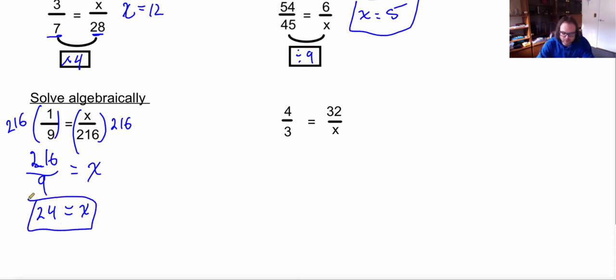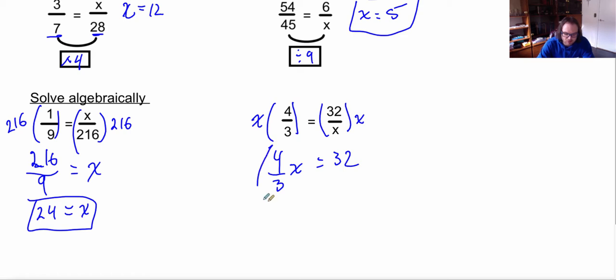Let's try my next one. Here I have 4 over 3 is equal to 32 over x. Now this one, the x is on the bottom. So I'm going to multiply first both sides by x. So I'm going to be left with 4 over 3 x is equal to 32. Now I'm going to multiply both sides by 3 over 4. So now I'm going to be left with x is equal to 32 divided by 4 is going to be 8 times 3 is 24.